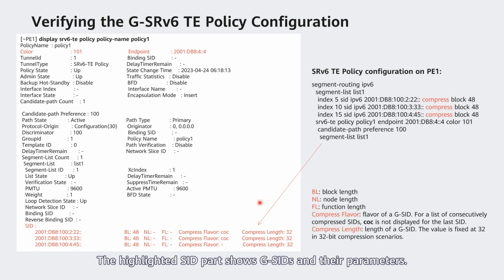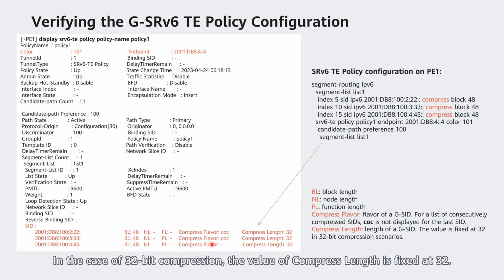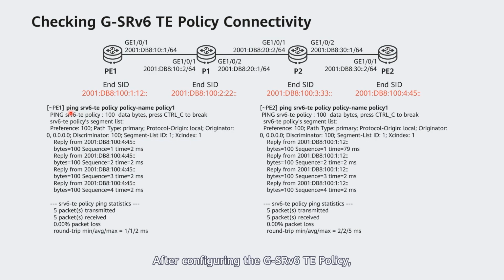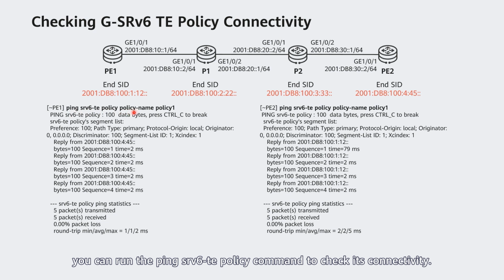The highlighted SID part shows GSIDs and their parameters. The value of compress flavor is not displayed as COC for the last GSID. In the case of 32-bit compression, the value of compress length is fixed at 32. After configuring the G-SRv6 TE policy, you can run the ping SRv6 TE policy command to check its connectivity. Alternatively, run the tracert command to perform a hop-by-hop check.